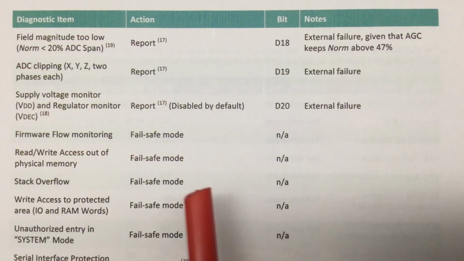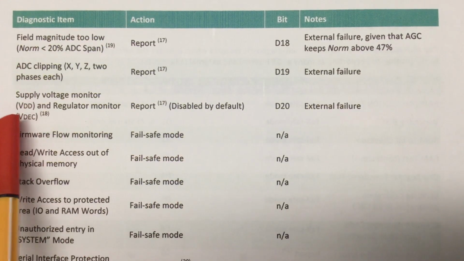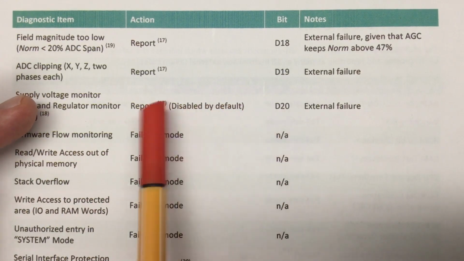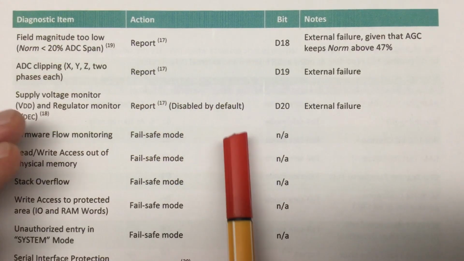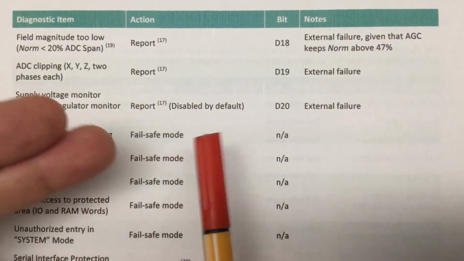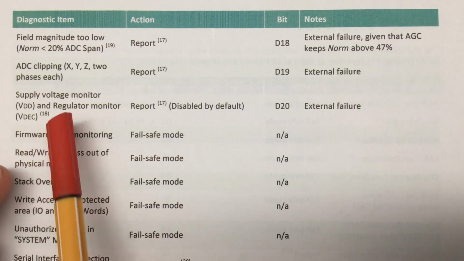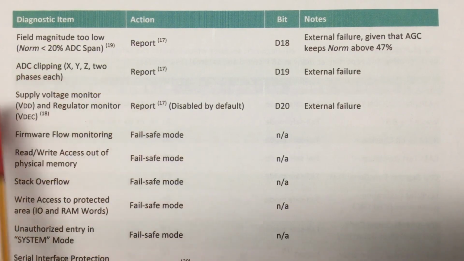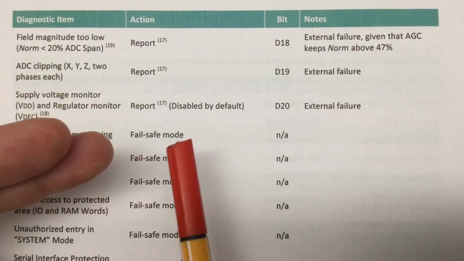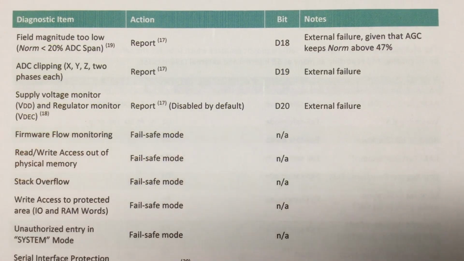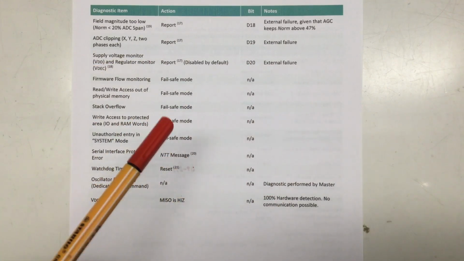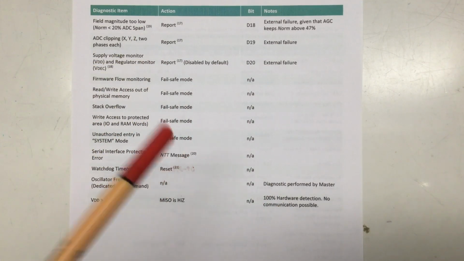2 oddities again. First, the diagnostic item supply voltage monitor and regulator monitor is disabled by default, and no information is given anywhere in the datasheet how you can enable that. Again. Also, again, footnote 18 applies to that item, meaning it only works if you run the thing at 5 volt, not 3.3 volts. The rest of the diagnostic items on that page are not reported in the diagnostic message.